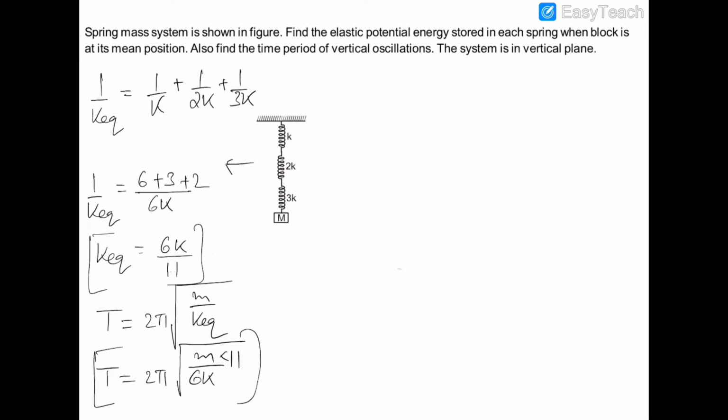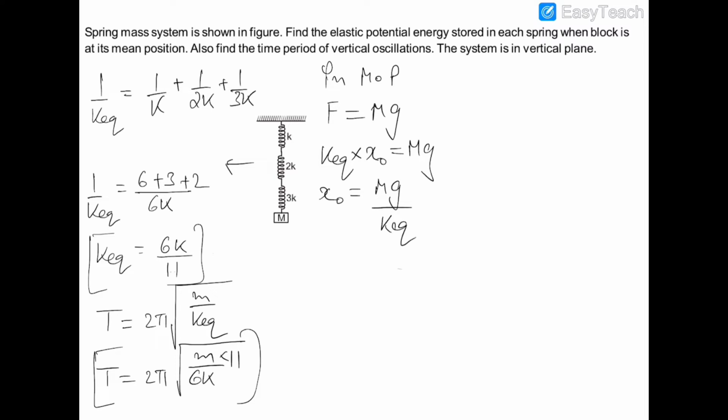Now in the mean position, we can write that the force developed in the equivalent spring is balancing mg, and this force is k equivalent into x naught, that is equal to mg. So this x naught is the extension of that equivalent spring, and that extension is mg by k equivalent, where k equivalent is this one, 6k by 11.